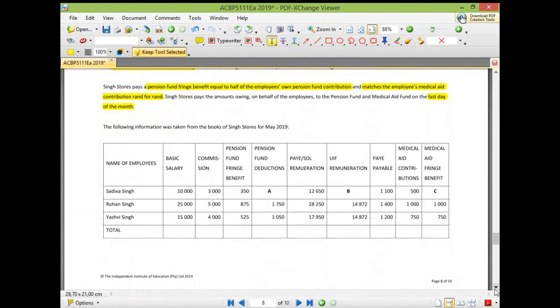Now, if we look at the information in the first table, we will see they've listed the name of the employees. They are listing the basic salary, their commissions. Now, the pension fund fringe benefit is what the company pays on behalf of the employee. The pension fund deduction is what the employee pays to the pension fund, and that is removed from their salary. Okay, so the first one they want you to work out is A. Now, if the company contributes half of what I contribute to the pension fund, how much would A have been? How would you have calculated that amount?